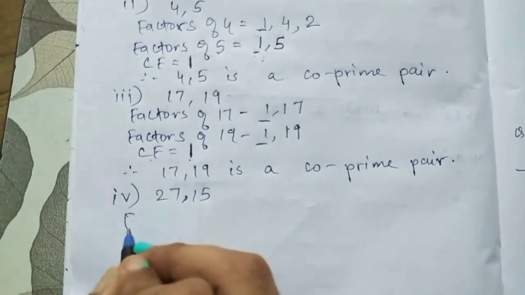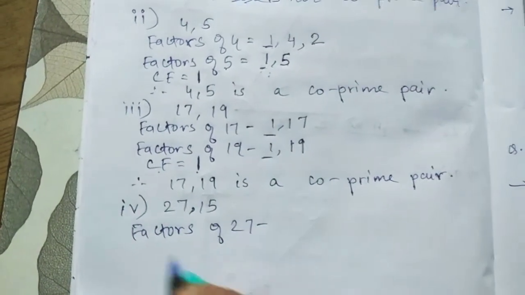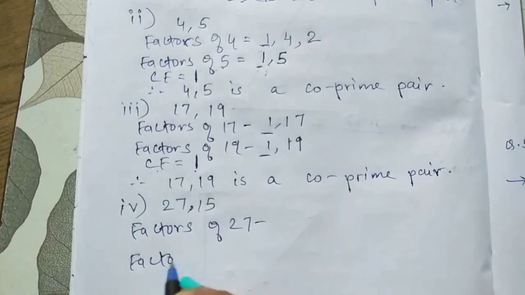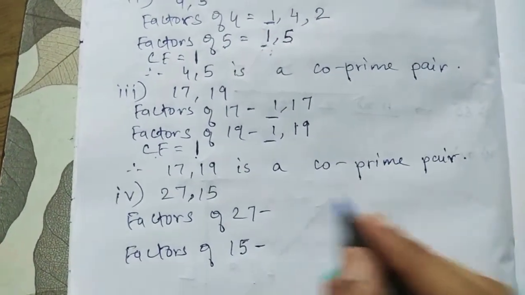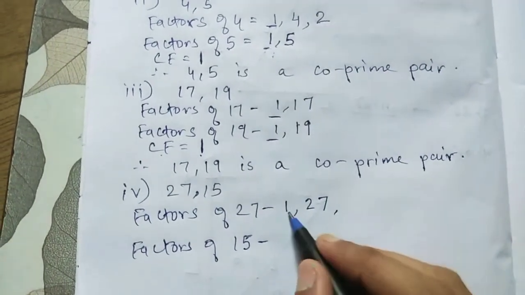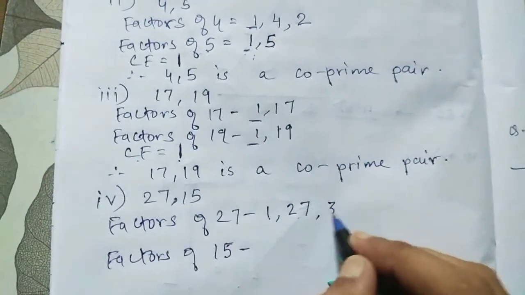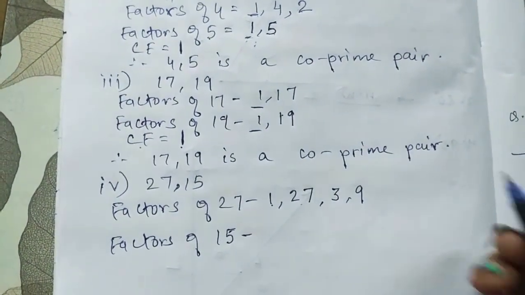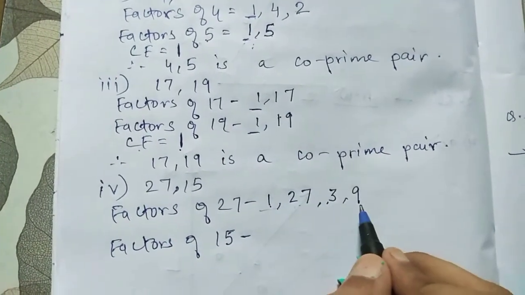Next is 27, 50. Factors of 27, factors of 50. 27, 1, 27. After 1 comes 2. 27 doesn't come in 2's table. Then 3. 3 how many times? 9 times. Again 9 threes and lastly 27. So these are factors of 27.